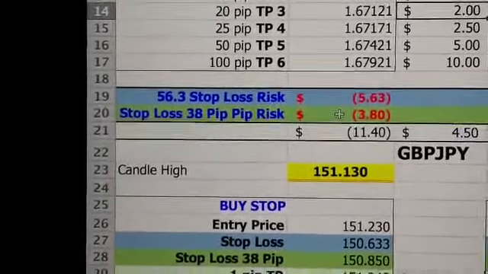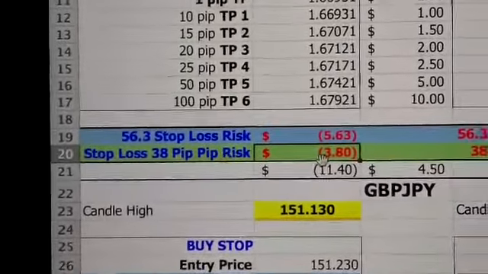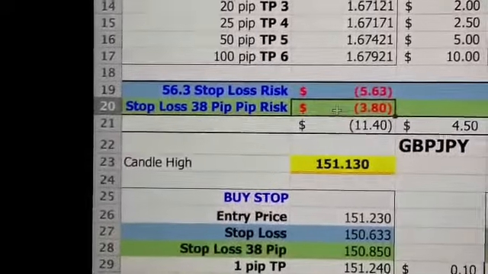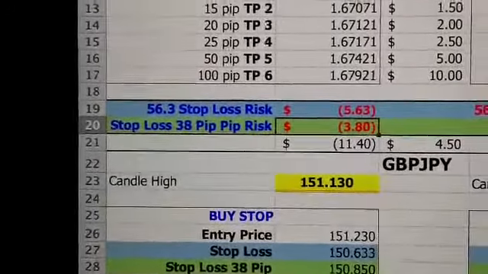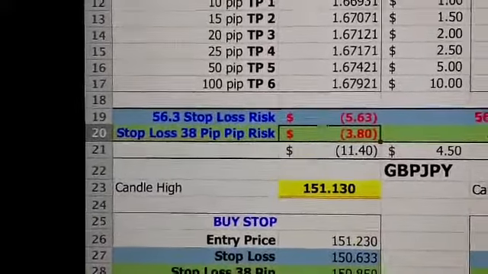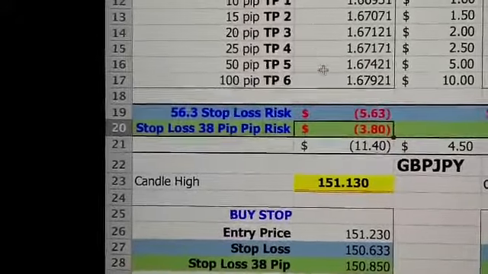So if you do lose on one of those 0.01 entries, you're going to lose $3.80. If one of your entries goes south, meaning you end up hitting stop loss, you're going to lose $3.80 times the number of entries that you put.